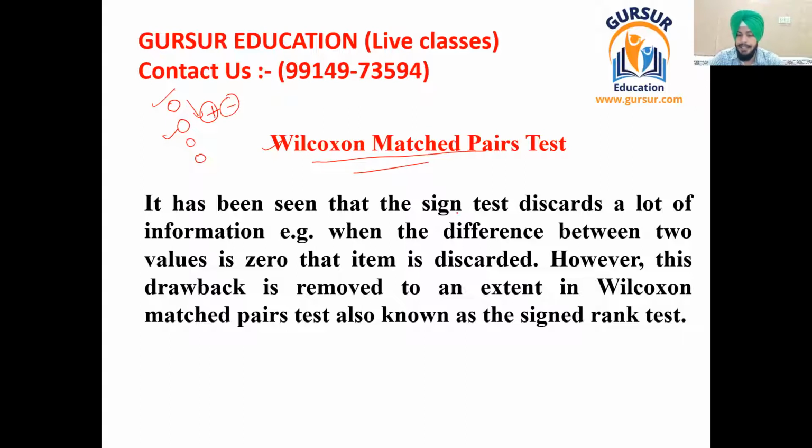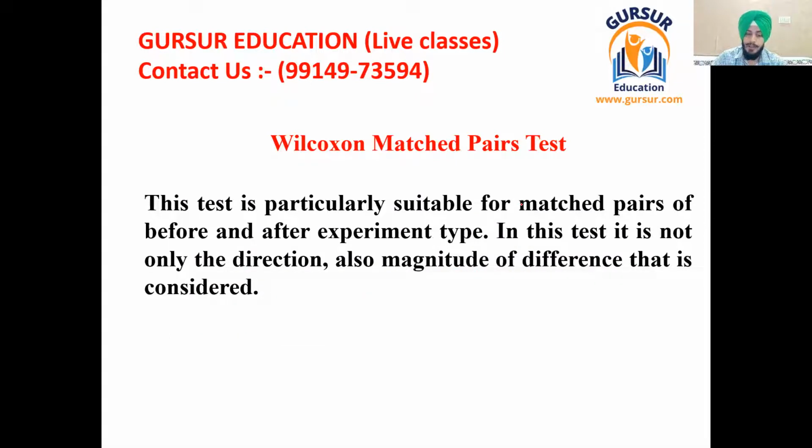It has been seen that the sign test discards a lot of information. When the difference between two values is 0, then the item is discarded. However, this drawback is removed to an extent in the Wilcoxon matched pair test, also known as the signed rank test. So what does it say? This test is particularly suitable for matched pair, before and after experiment types.